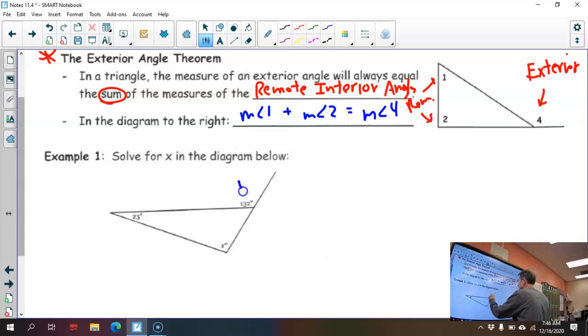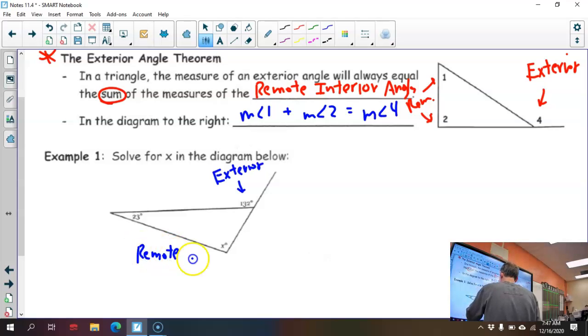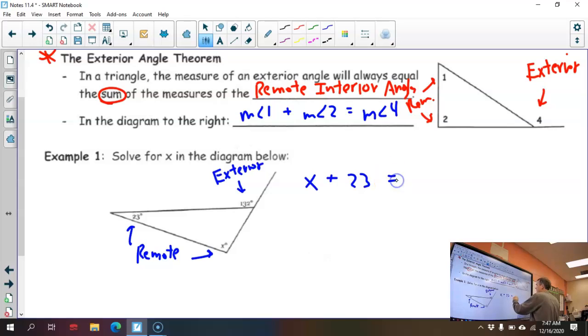So here, this angle, of course, would be the exterior angle, whereas these guys would be the remote interior angles. And so I can use this theorem that I just said to calculate x. I know that when I add the remote angles together, the x and the 23, they have to equal the exterior angle.